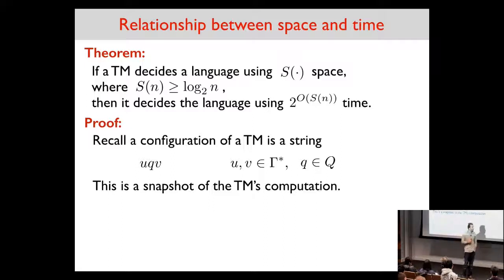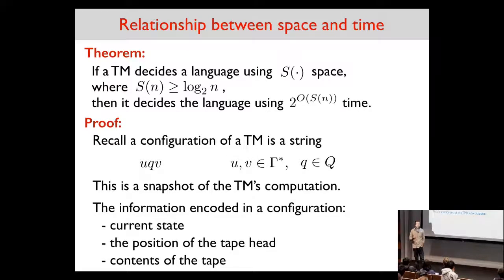A configuration of a Turing machine is just a string like this, U, Q, V, where U and V are some strings, and Q is some state. A configuration is like a snapshot of the computation. What kind of information does the configuration encode?